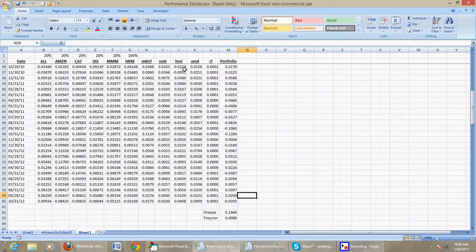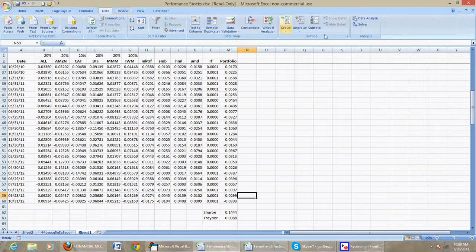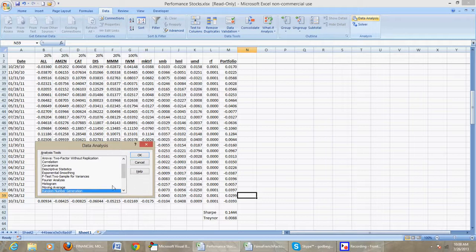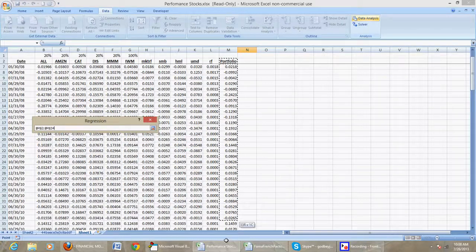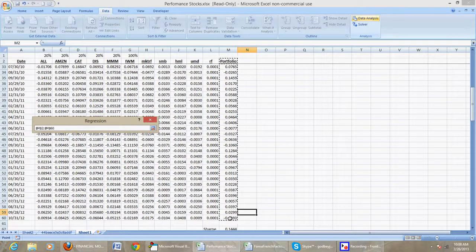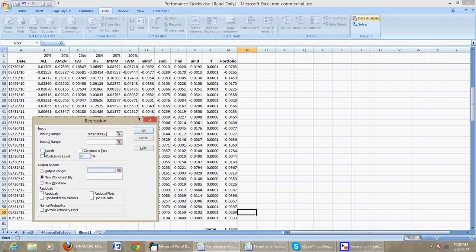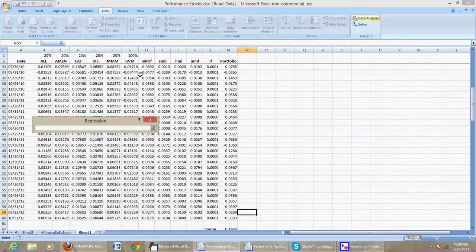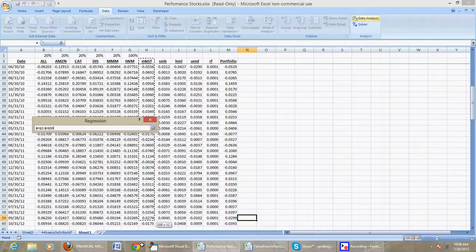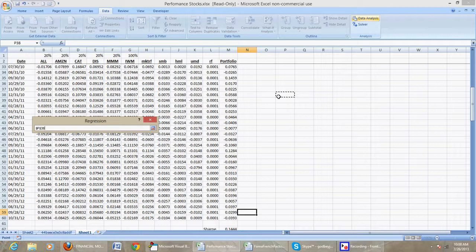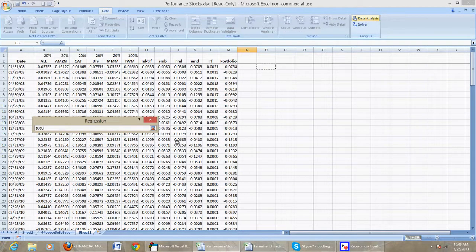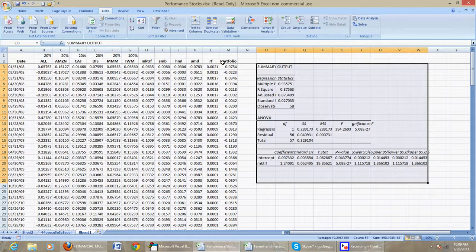Next, to do Jensen's alpha, I need to go to data, data analysis, come down to regression, click OK. My Y range is going to be my portfolio, and I'm going to highlight the actual label of the column portfolio, because I've highlighted the label, I highlight the label and run that against the market. And let's see, let's put it right here. And let's talk about these results.